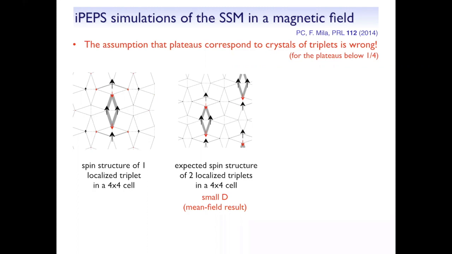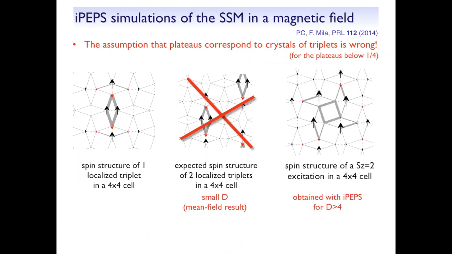So we just have two triplets which repel each other, but it turned out that this is actually not the right solution. Namely, if you go to larger bond dimensions, then what we obtain is this spin structure here, which is a bit reminiscent of a pinwheel. And this is a bound state of two triplets.